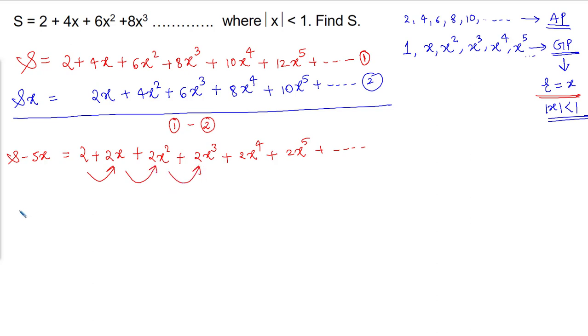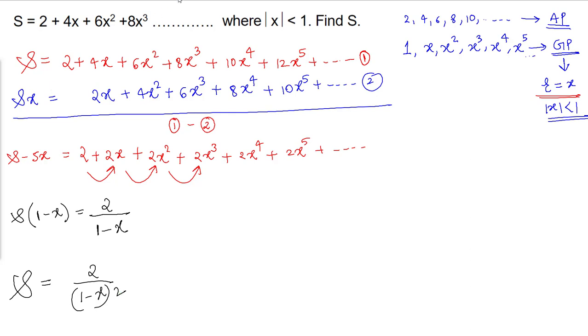So the left hand side is what? The left hand side is s. Let's take s common, so the left hand side is s into 1 minus x. On the right hand side the first term is 2 and the value of r is x, and the mod of x is less than 1. So we can use the formula of infinite geometric progression. In an infinite geometric progression, the formula to find the sum of all infinite terms is the first term, 2, divided by 1 minus r. Here r is x. We need to find the value of s, so the value of s is going to be 2 divided by 1 minus x, bracket square.